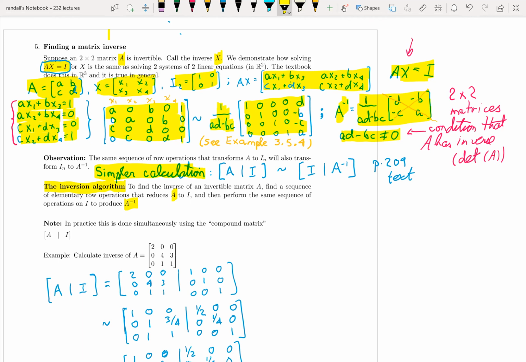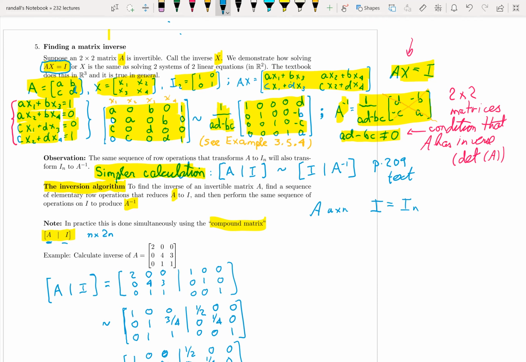Okay, so here's the algorithm. You build this compound matrix, which means you adjoin two matrices. So you start with the matrix A. Remember, A is n by n, and I is the n by n identity. So you have these two matrices next to each other, and we usually put that straight line down there in the middle. You don't have to. Now, what size is this matrix? The number of rows is n, but the number of columns is 2n. So it's the two n by n matrices next to each other. And then we row reduce it.